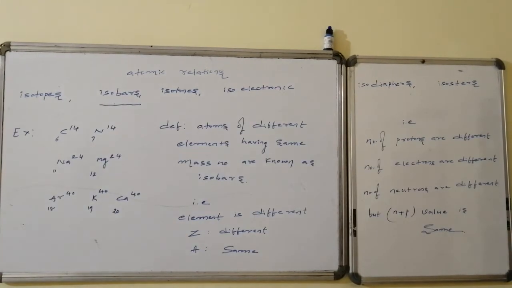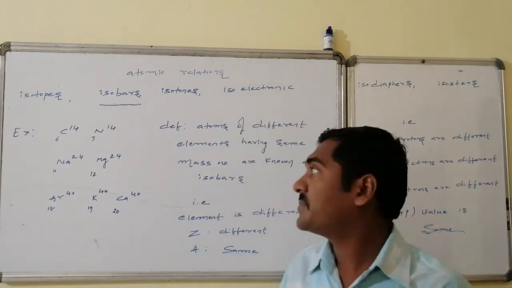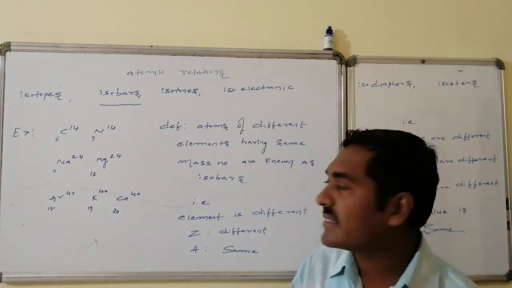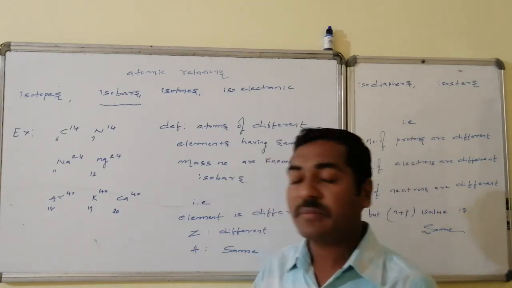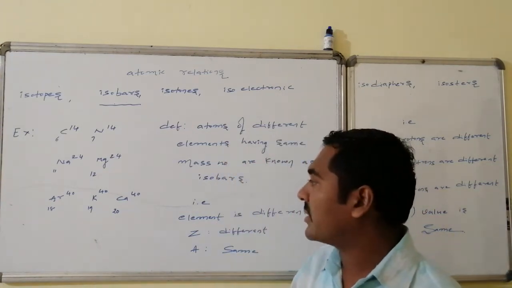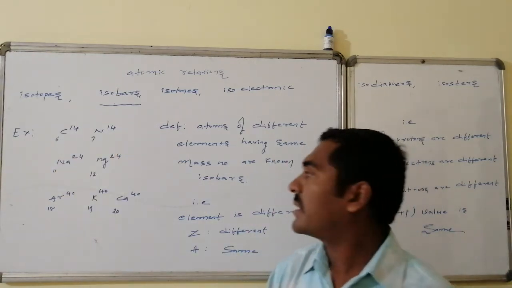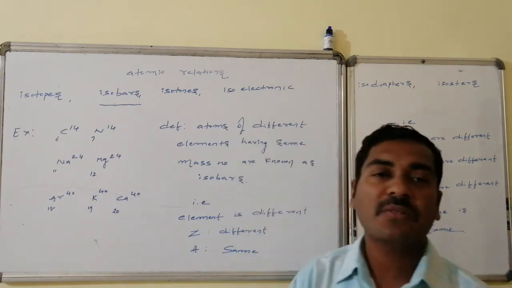Second variety of atomic relation is isobars. The examples for isobars are quoted here: carbon-14 (6,14) and nitrogen-14 (7,14); similarly, sodium-24 (11,24) and magnesium-24 (12,24); and argon-40 (18,40), potassium-40 (19,40), calcium-40 (20,40). The first set are isobars to one another, the second set is also isobars to one another, and these three are isobars to one another.